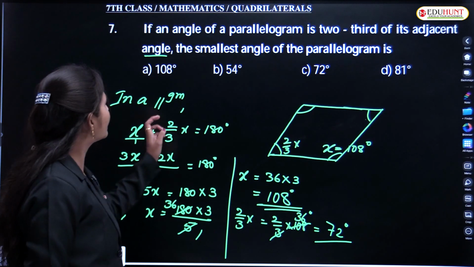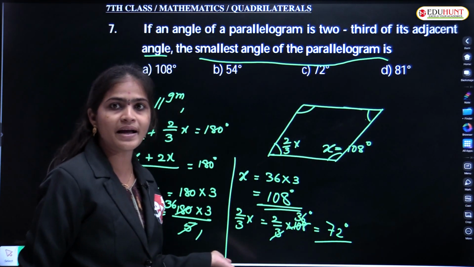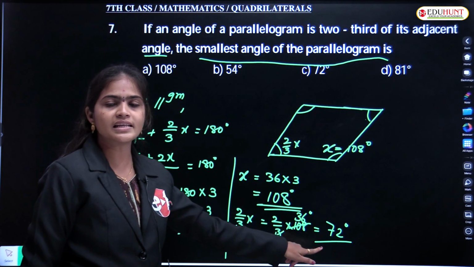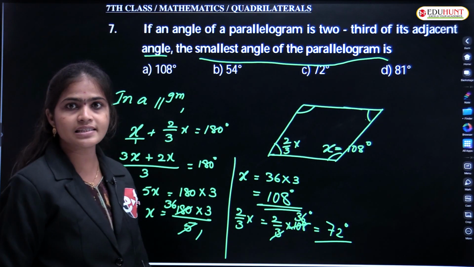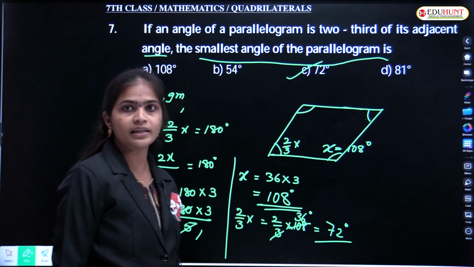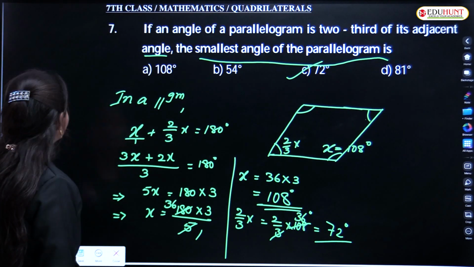Okay children, now what are they asking? The smallest angle of a parallelogram. So what is the smallest angle here? 2/3 of x is the smallest angle, no? So that is equal to how much? 72 degrees. So which option is correct here? Yes, that is option C, 72 degrees. Is it clear, children?